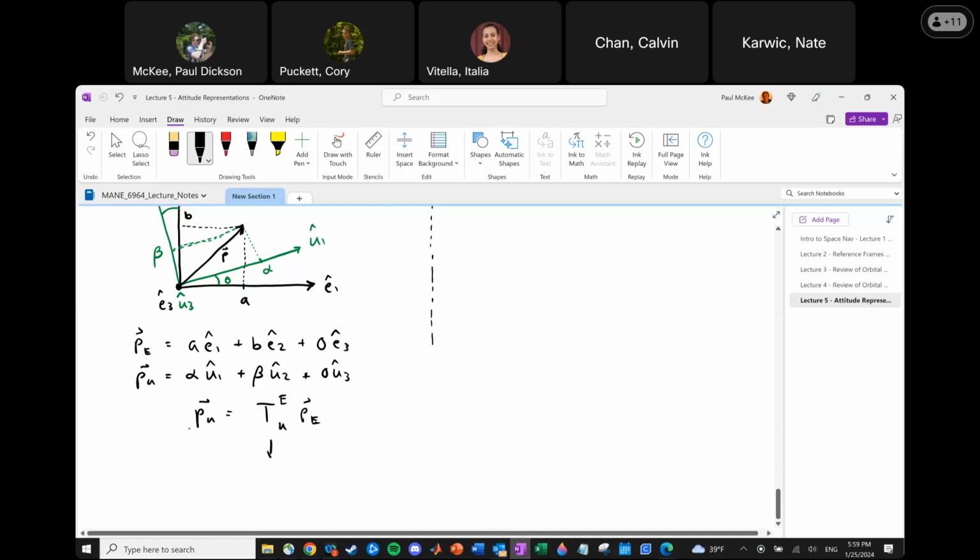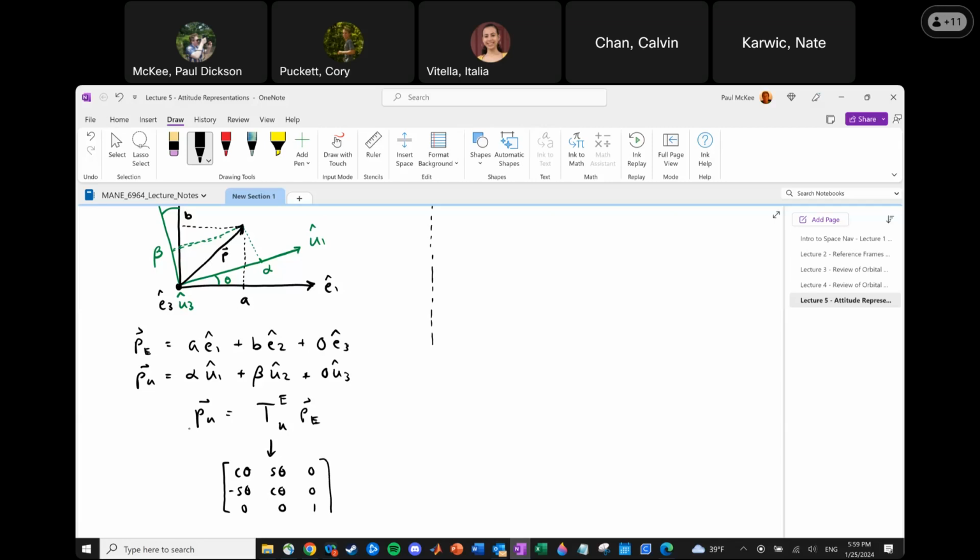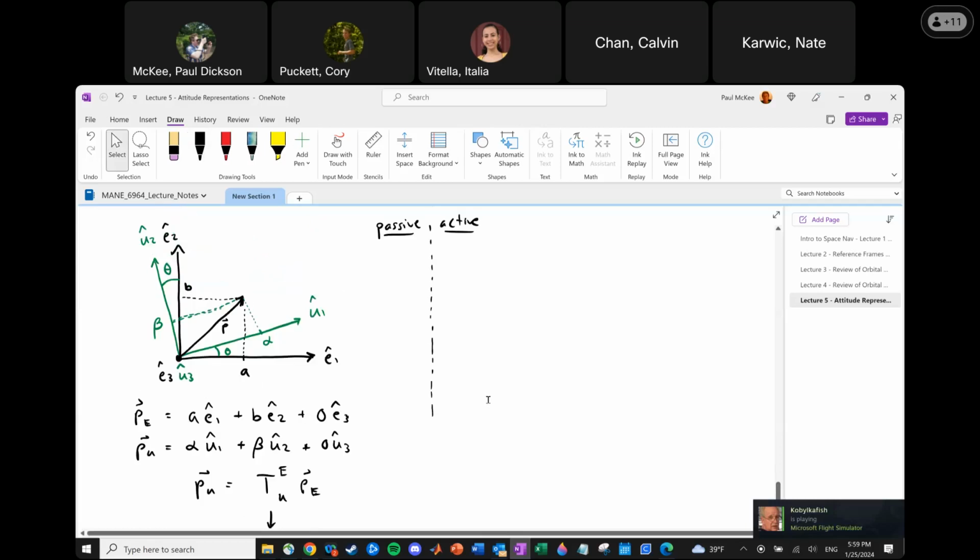And we also know from our previous discussion that the matrix which maps from the E frame to the U frame looks like cosine of theta, sine of theta, 0, negative sine of theta, cosine theta, 0, 0, 0, 1. None of this is news, right? This is basically the same thing that we had a second ago. So bear with me if you don't have that written down. We're going back to it in a minute.